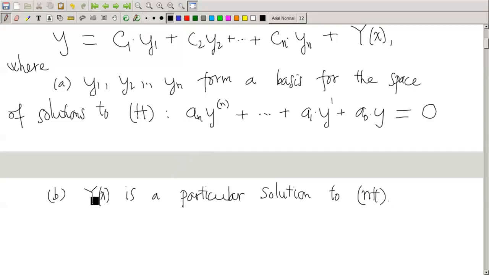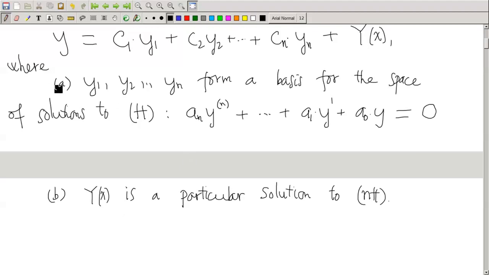We will try to find capital Y(x) by using undetermined coefficients. It's possible to use variation of parameters and also reduction of order. However, those methods would be more complicated when we have higher derivatives. So we will only focus on undetermined coefficients in this topic.